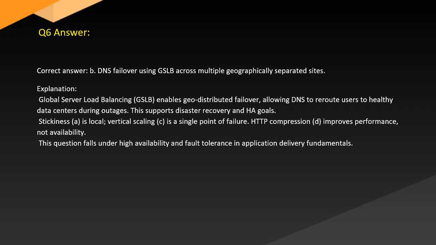Answer. Correct answer. B. DNS failover using GLB across multiple geographically separated sites. Explanation. Global server load balancing, GLB, enables geo-distributed failover, allowing DNS to route users to healthy data centers during outages. This supports disaster recovery and high availability goals. Stickiness A is local. Vertical scaling C is a single point of failure. HTTP compression D improves performance, not availability. This question falls under high availability and fault tolerance in application delivery fundamentals.